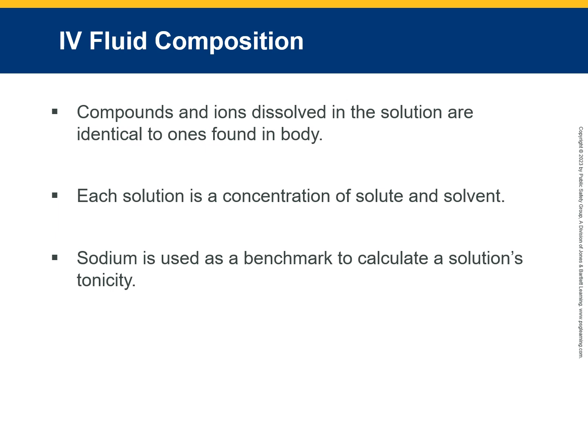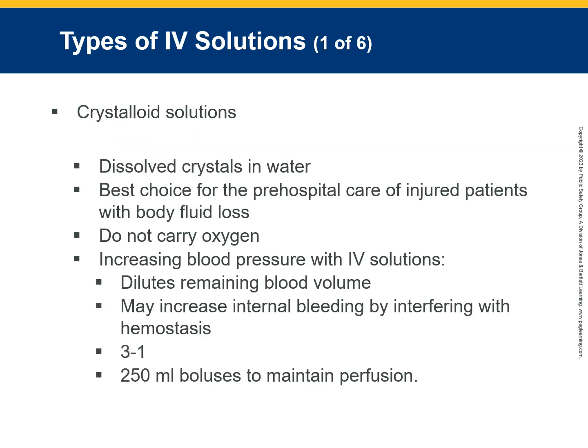So we look at our normal saline as 0.9%, which matches what's inside of our bodies. IV solutions are categorized as either a crystalloid or colloid based on their dissolved components or makeup. They are also categorized as isotonic, hypotonic, and hypertonic based on their tonicity.